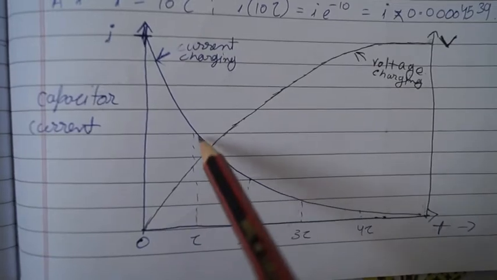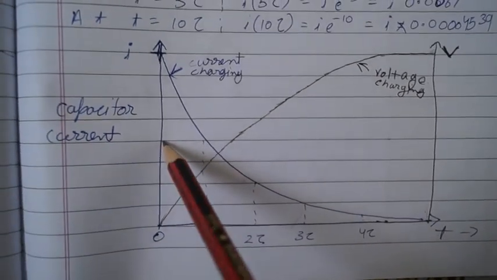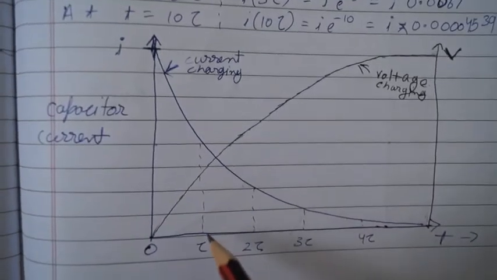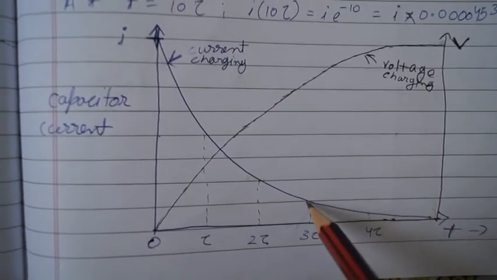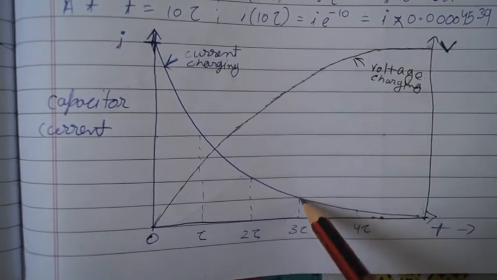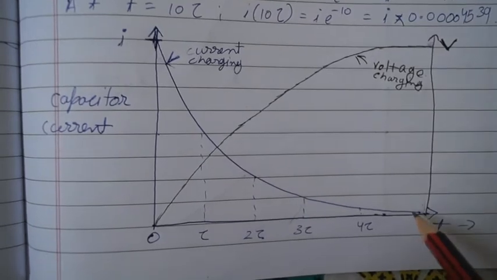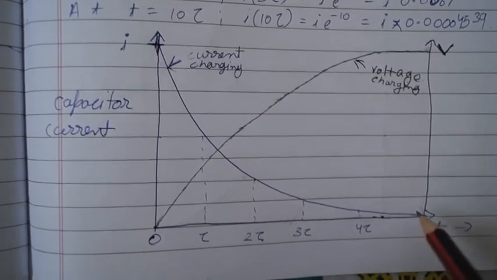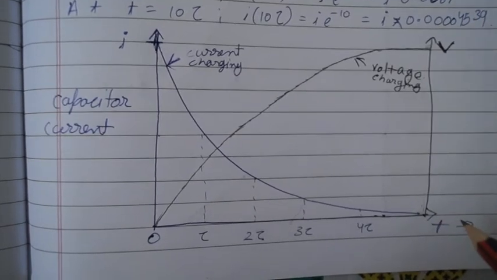At 1 tau it reaches 36.8% of the value of the original current. So 1 tau, and at 3 time constants, and at 5 time constants and beyond, we say that the charging current has reached its steady state condition.